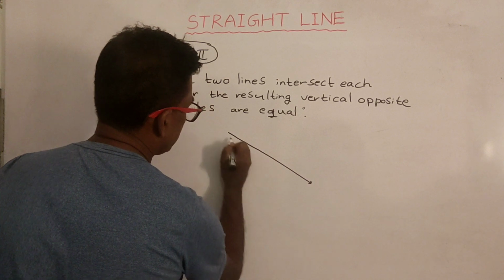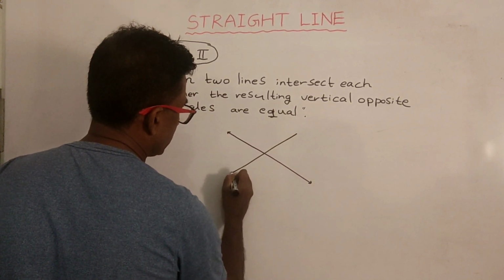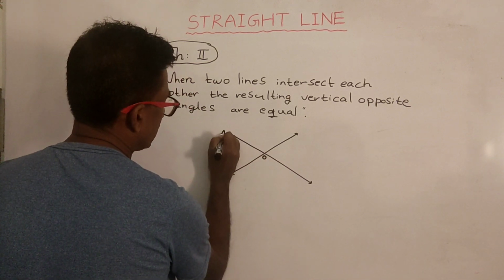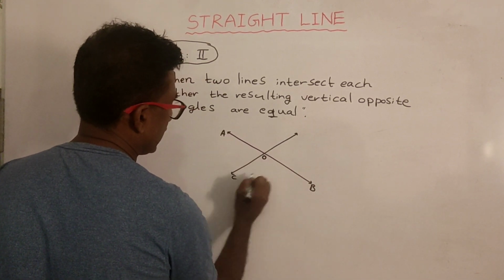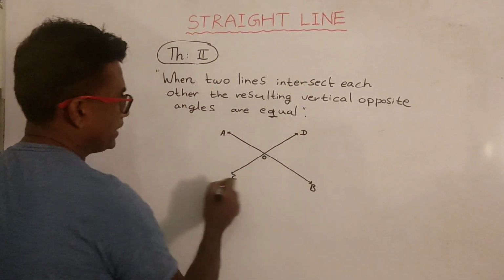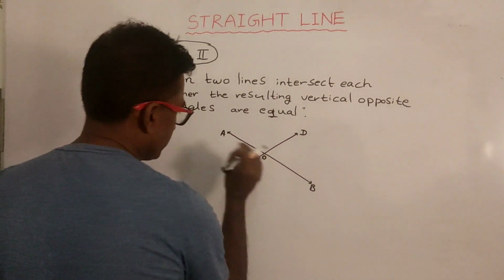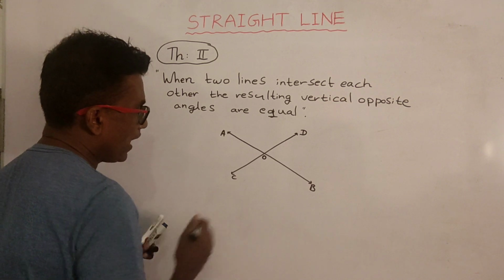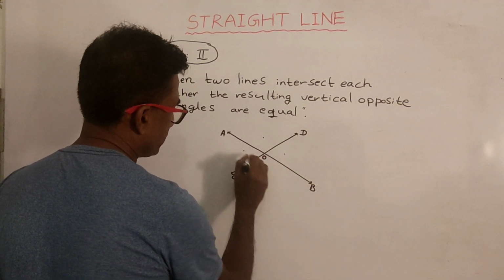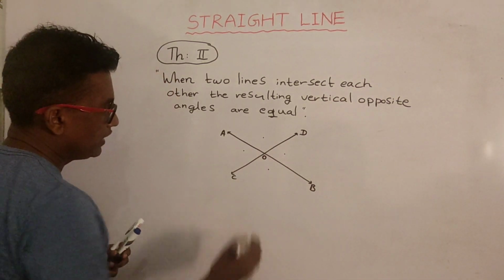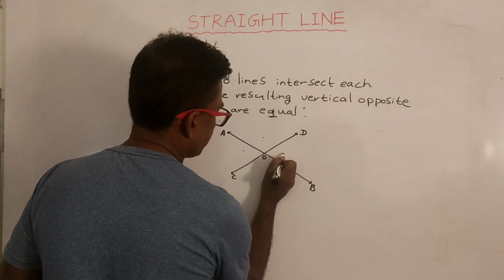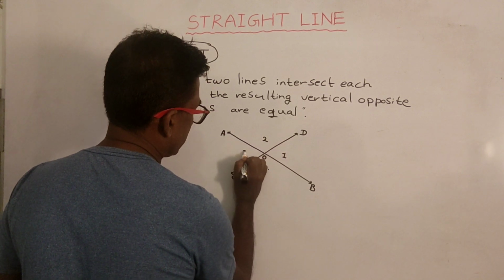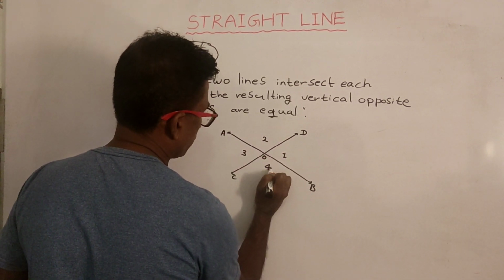Now assume that these two lines intersect each other at point O. We'll call this line AB and this is line CD. AB and CD intersect each other at point O. So as a result, four angles are being formed. Okay, we'll call this angle 1, this one angle 2, this one angle 3 and this one angle 4.